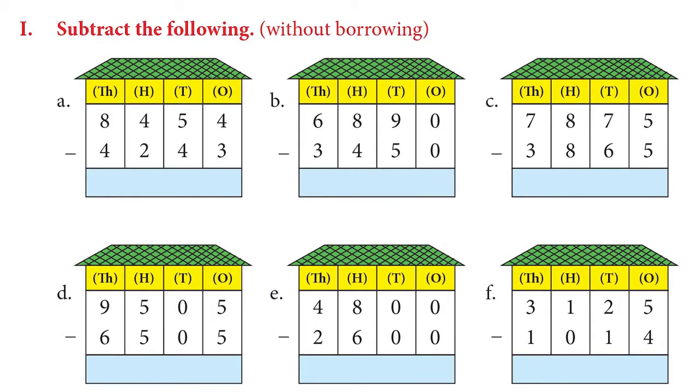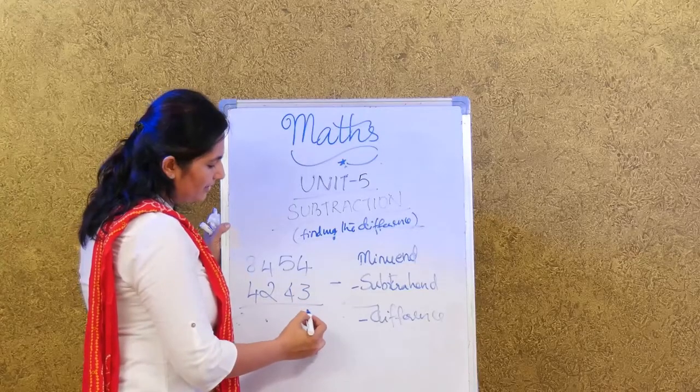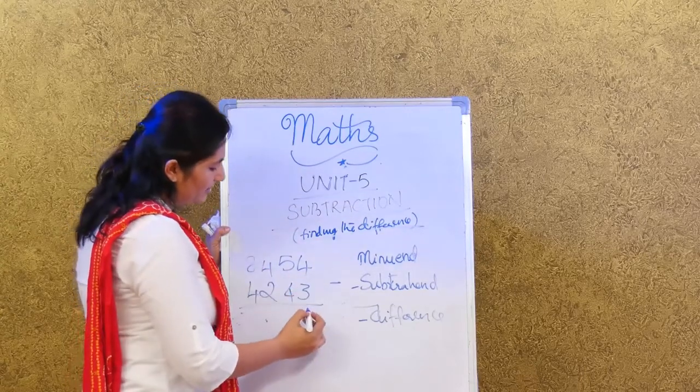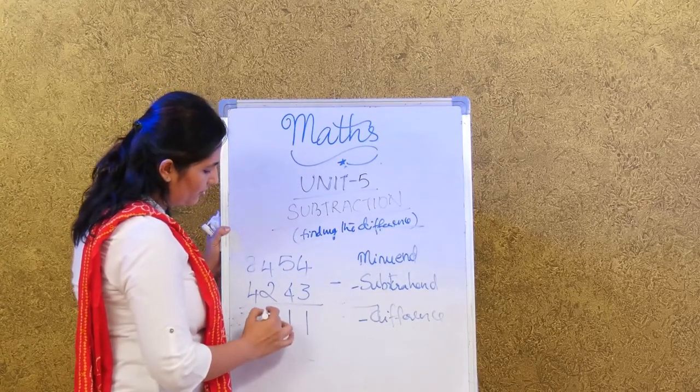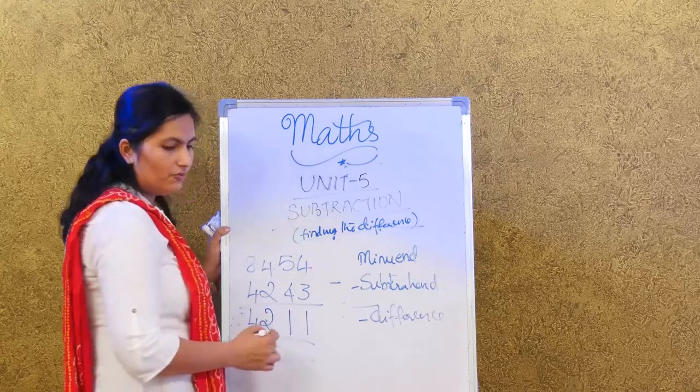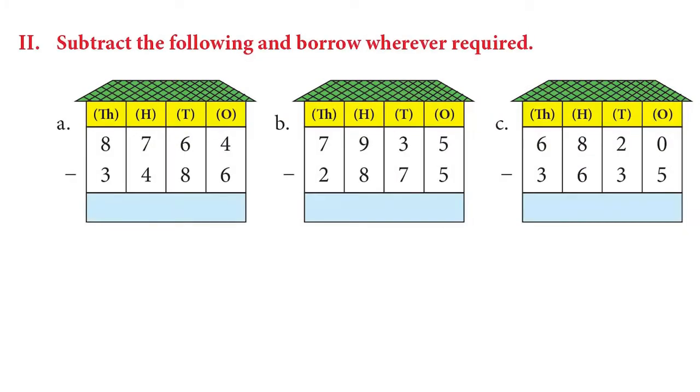Alright, page number 90, example 8454 and 4243. This is without borrowing. 4 minus 3 is 1, 5 minus 4 is 1, 4 minus 2 is 2, 8 minus 4 is 4. So 4,211. Now let's look at Roman numeral 2, which is exercise 2 with borrowing. We'll take one example, the rest you can try out in your notebook, get the answers and write them in your textbook.